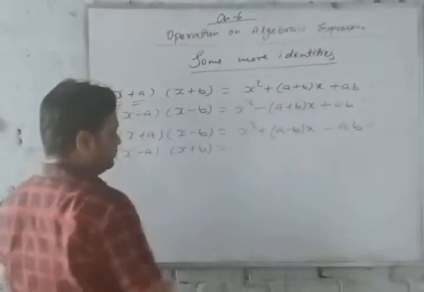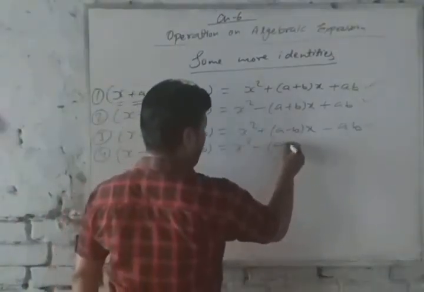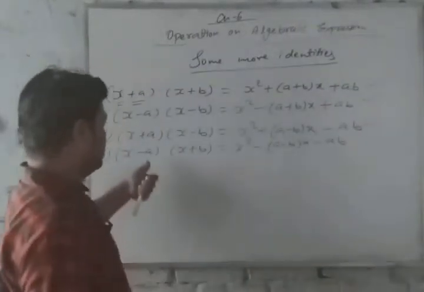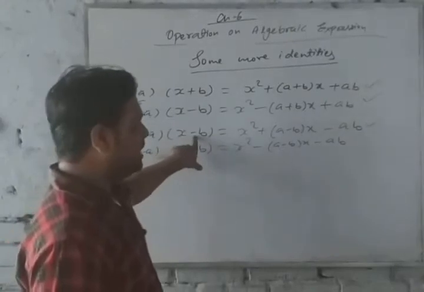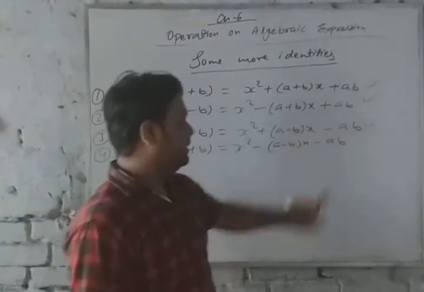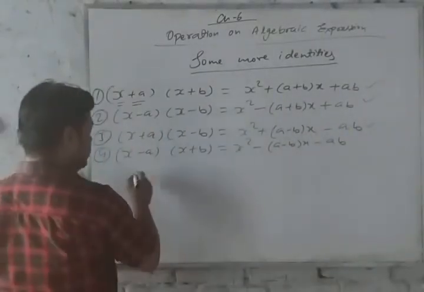Okay. x square minus a minus bx minus ab. All minus. If the first one is minus, if the second one is minus, then this one is minus and this one is minus. Okay. Now let's solve this also.